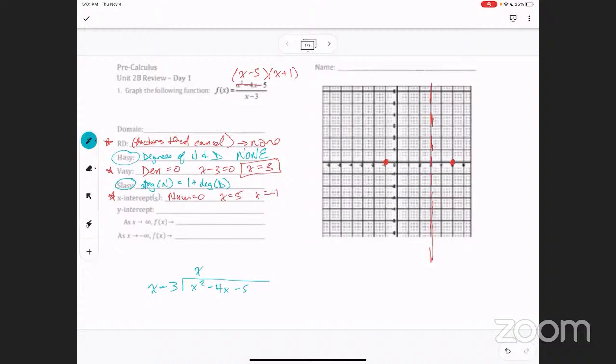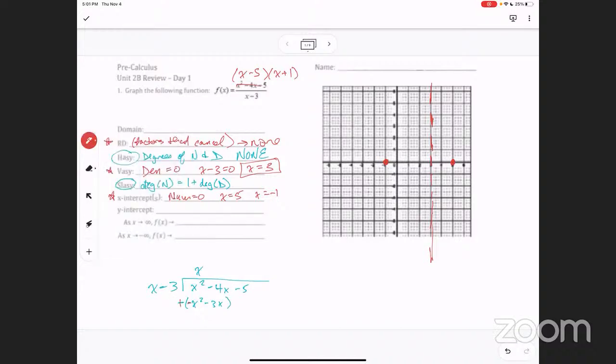X squared divided by X is X. Then multiply that here. Okay, so then that'll be 3X. And you get X squared minus 3X, right? And then subtract it.